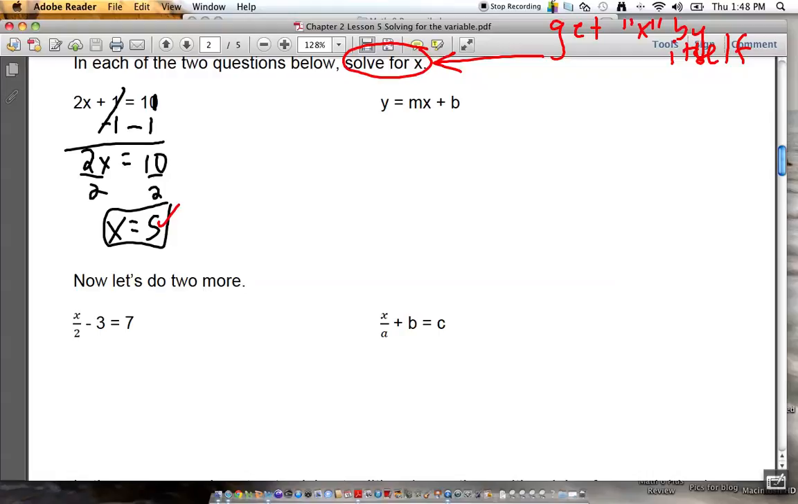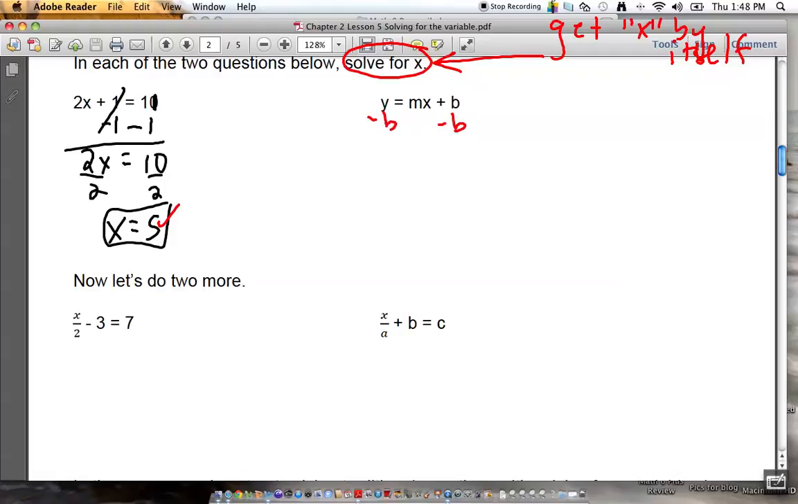I know this number happens to be 1, but if this was 2, what would you do? Minus 2. If it said 3, what would you do? Minus 3. If it said 27, what would you do? If it said b, what would you do? Subtract b. Right there. So the first thing you do over here is minus b.